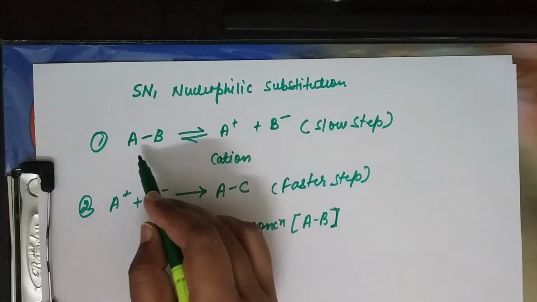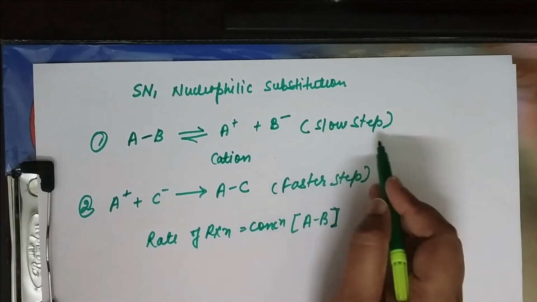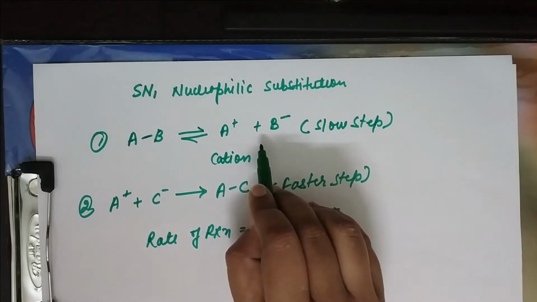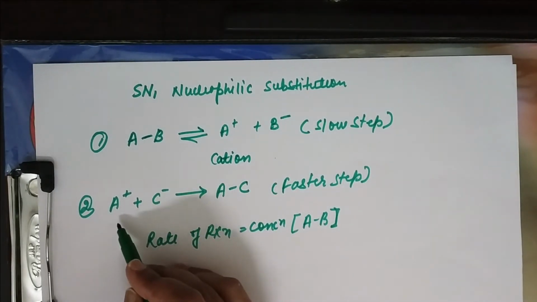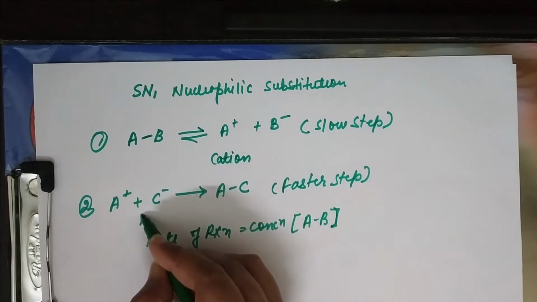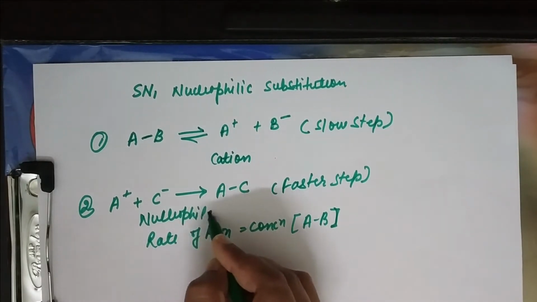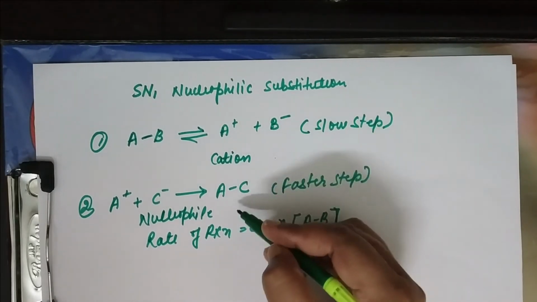So here you can see AB is split into A plus and B minus, that is the slowest step, and this slow step is the rate determining step. And then in the second step, the A plus, or the cation, reacts with this nucleophile to form this compound. So here you can see B is substituted by C.